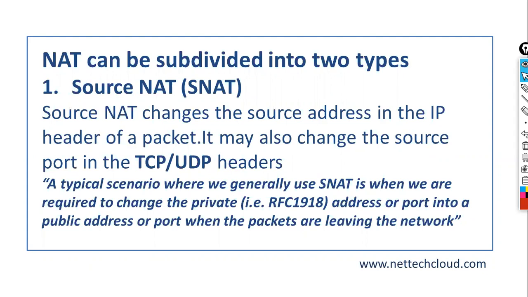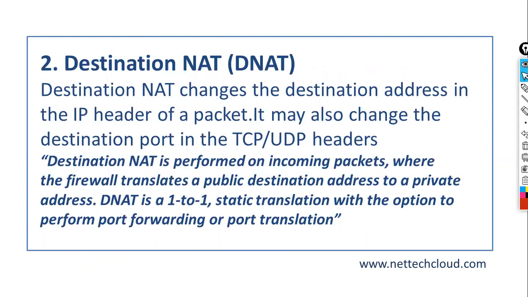There are two different types of NAT, or major NAT types. One is source NAT, wherein the source address, either source IP or source port address, is translated, and in source NAT there are multiple options. Another type of NAT here is destination NAT, wherein destination IP or destination port address are translated.